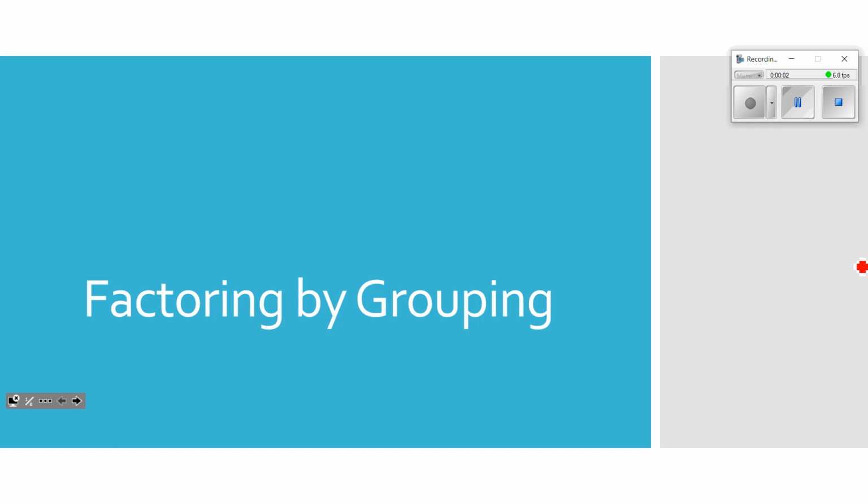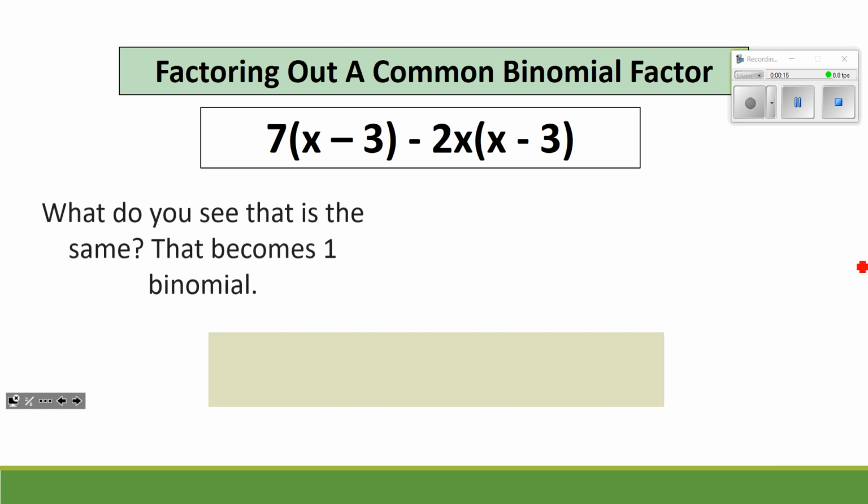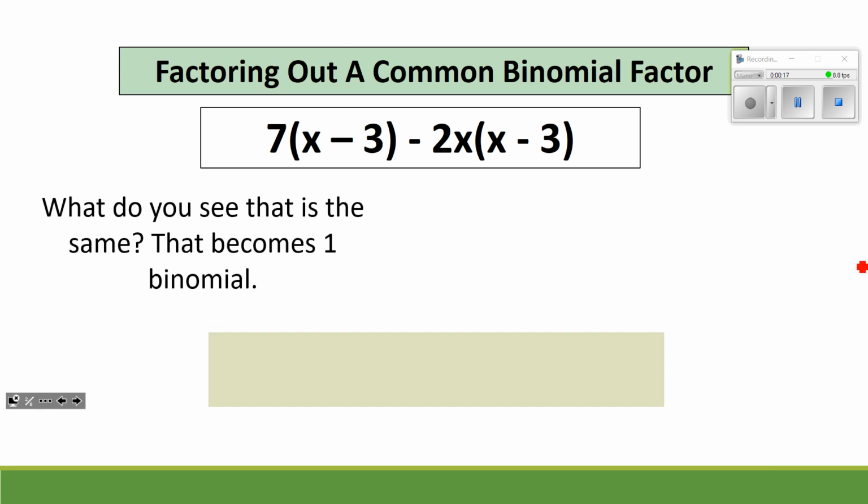Today we're going to be factoring by grouping, which is factoring 4-term polynomials. First, we're going to start by looking at this one, which has already been partially factored. And we're just going to look at something here. What do you see that is the same? If you look at this partially factored polynomial, you will notice that we have two binomials that are identical.